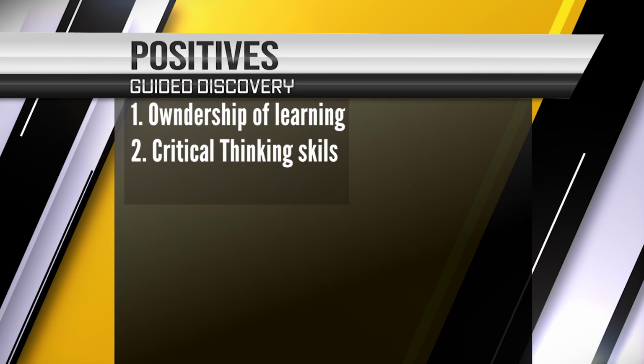Positives include ownership of learning. Convergent discovery gives students a sense of ownership over their learning process. They're actively involved in exploring and discovering solutions, which can enhance motivation and engagement, and also problem solving skills. So students are encouraged to analyse and solve problems within the context of physical activities. This can help develop critical thinking skills as they work towards achieving a predetermined outcome.